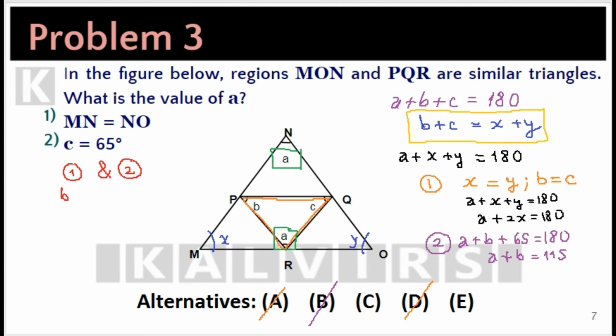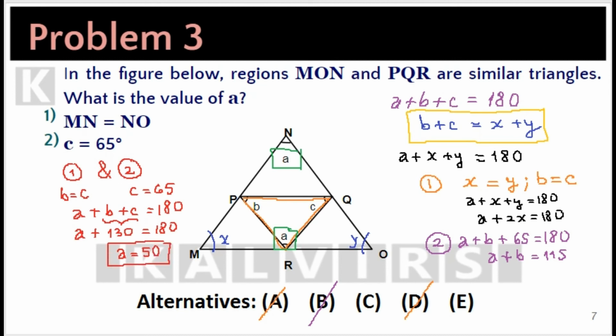Now, from statements 1 and 2 together, B equals C, and C is 65. A plus B plus C is 180. Since C equals B, this is 2 times B, and 2 times B is 2 times 65, which is 130. So A equals 50 degrees. Therefore, choice E is eliminated and choice C is correct. We need both statements together to answer the question.